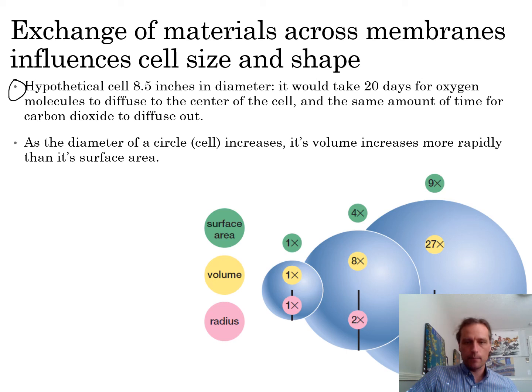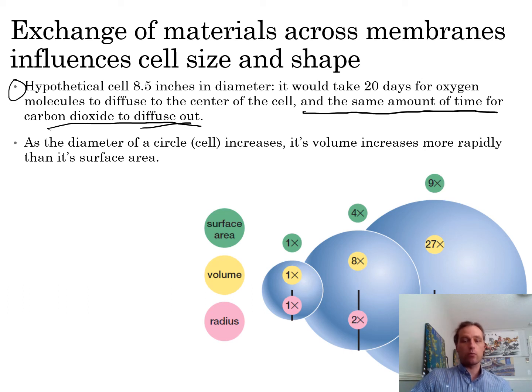The cell will suffocate. Next, the same amount of time is going to be required to get carbon dioxide out of the cell by diffusion. So that's why big organisms have all these tissues and organs to facilitate the removal of toxins and the intake of the good stuff, like oxygen. But even single cells, they can't get huge, and it's for very specific reasons. So as the diameter of a circle cell increases, its volume is going to increase more rapidly than its surface area.